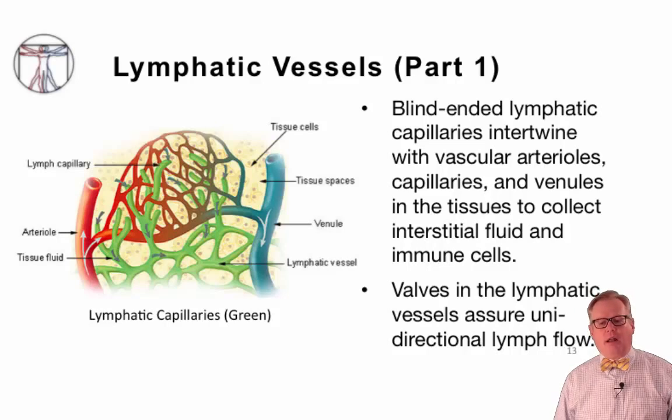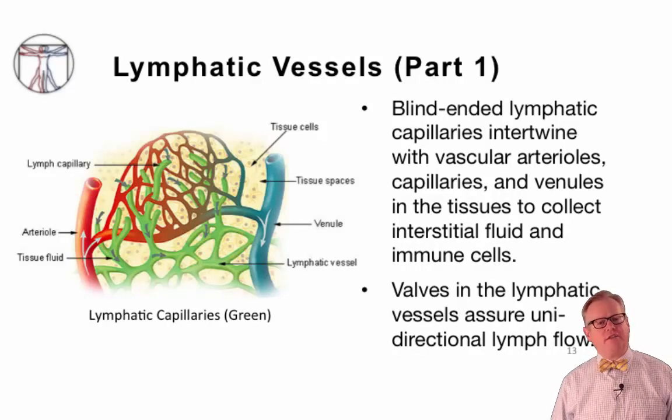Now, the lymphatic vessels are located throughout the body. These are blind-ended capillaries that intertwine with the arterioles and the capillaries and the venules of the vascular system. These blind-ended lymphatic capillaries are in the tissues, and they serve to suck up or slurp up the interstitial fluid that is out bathing the tissues.